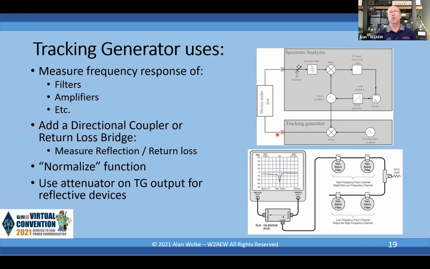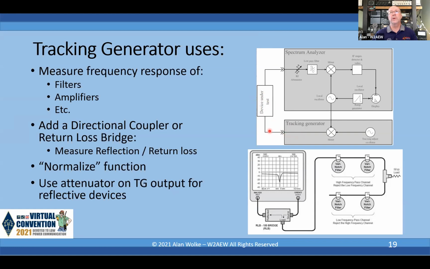Does that filter absorb the signal, or does it reflect it? Many filters are not absorptive filters, they're reflective filters, meaning that outside of the band of interest, the reason the signal doesn't get through is because it gets reflected off the input back towards the tracking generator. That reflection can sometimes upset the tracking accuracy of a tracking generator.